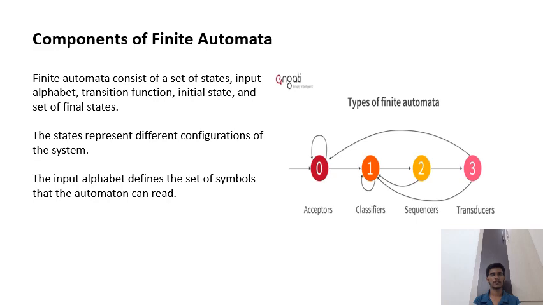Components of finite automata. Finite automata consist of a set of states, input alphabet, transition function, initial state, and set of final states. The states represent different configurations of the system. The input alphabet defines the set of symbols that the automaton can read.